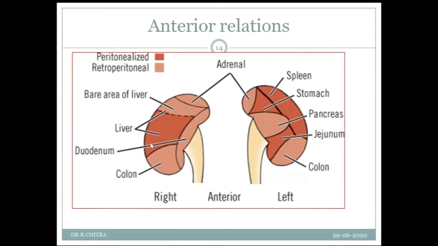So I think you have understood the anterior relations of both kidneys. On the left side, three are peritoneal and three are non-peritoneal. Gastric area, splenic area and jejunal area are peritoneal, and the remaining areas are non-peritoneal. Three glands come in contact with the left kidney: suprarenal, spleen, and pancreas. So this completes the anterior relations of both kidneys. You should note which question is asked, whether the anterior surface of the right kidney or of the left kidney is asked in the exam, because there are some differences in the relations.